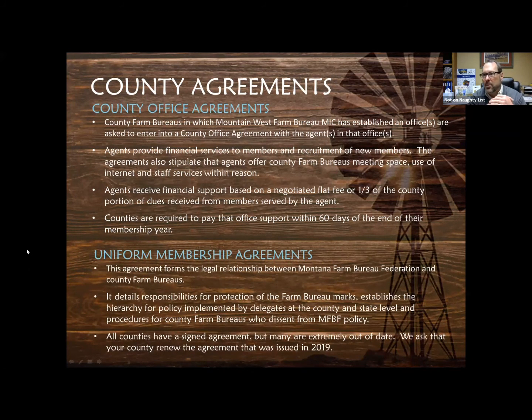So the uniform membership agreement is basically the legal relationship that binds Montana Farm Bureau to your county farm bureau. And it does a couple of things. One that's very important, it establishes who's responsible for the protection of the Farm Bureau marks, for which we receive royalties, and are very, very important. The county farm bureau won't have to deal with that very often.